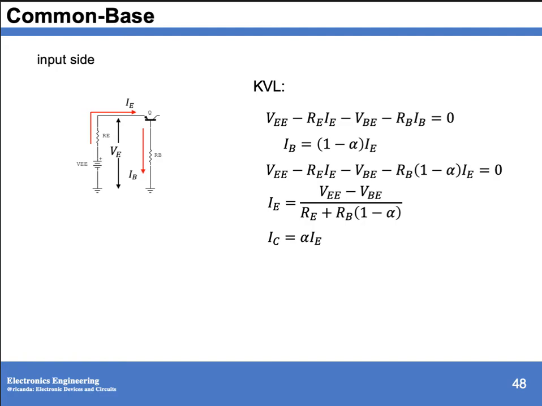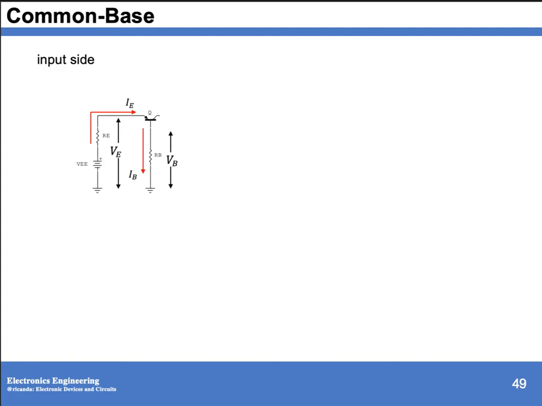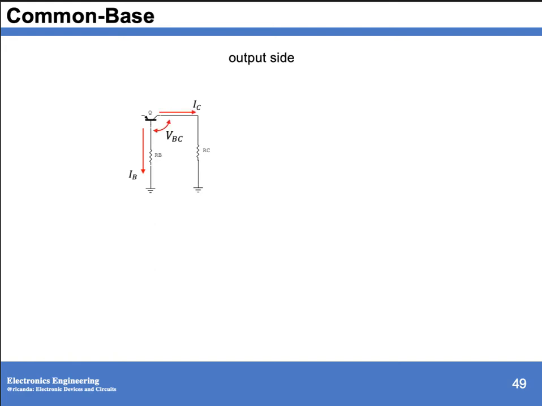Solving for your voltage at the emitter, we have VEE minus RE IE, or voltage base-emitter plus the voltage drop across RB. Solving for your voltage at the base, we have the voltage drop across RB, so we have RB times IB. At the output side, we have your voltage base-collector. So we have RB times IB minus VBC minus RC IC equals 0.